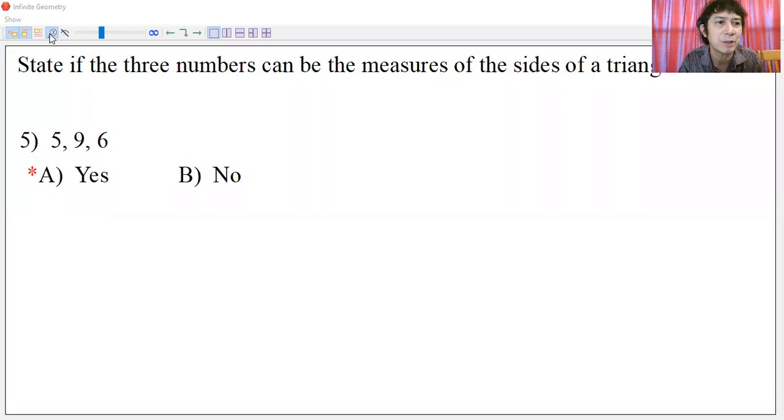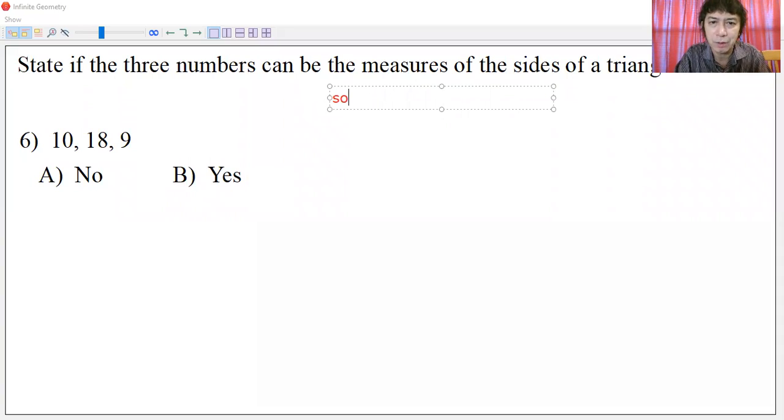Let's have number 6. All right, here's number 6. State if the three numbers can be the measures of the sides of a triangle. All right, we have 10, 18, and 9. Okay, so for our solution, we let A be equal to 10. B is equal to 18, and C equal to 9.